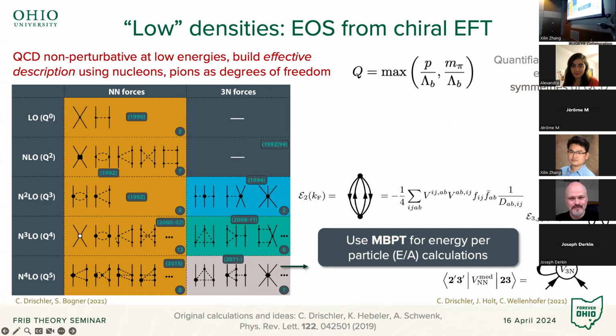Then when I go to these different orders, I can look at how to calculate single particle energies from this, because I need to take this Lagrangian into some observable that I can actually look at. So I can use something like many body perturbation theory or any other ab initio method to calculate this and propagate it and get energy per particle from this chiral Hamiltonian.